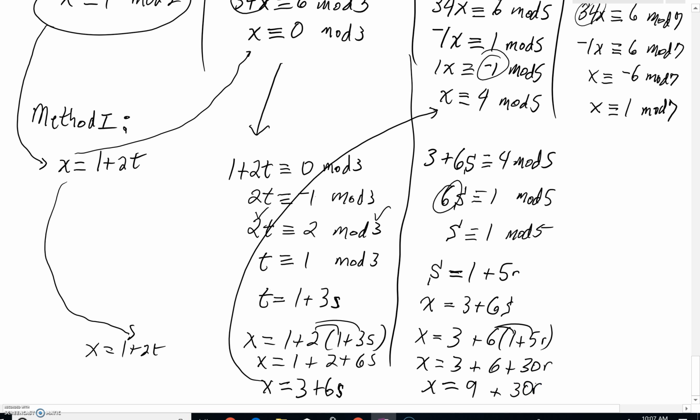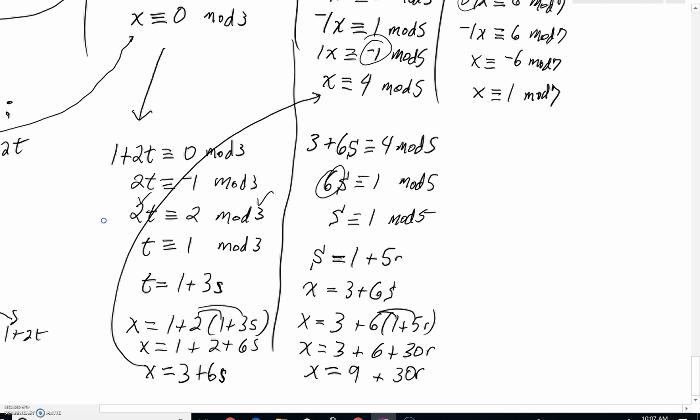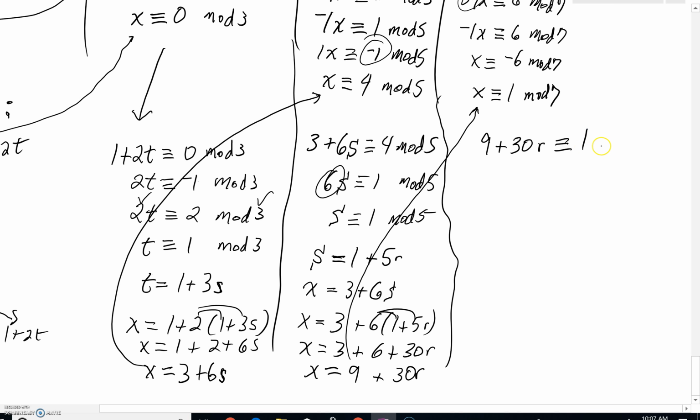Wow. You might wonder where we're going now. I bet you have a guess. You're going to take that x and plug it into our final equation. We've got this system. Look at this. So we've got 9 plus 30r is congruent to 1 mod 7. And now we're going to go ahead and try to solve. Now, if I subtract a 9 from both sides, of course, we'd have 30r is congruent to negative 8.